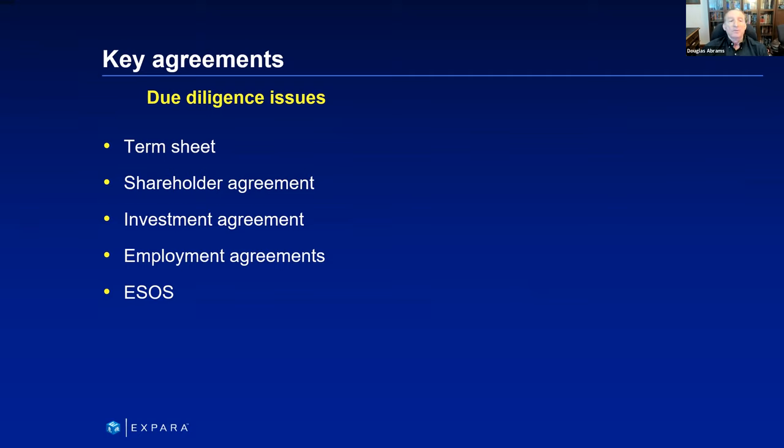Okay, so after the term sheet comes the first discussion of the first agreement on key terms of what? Key terms of the shareholder and investment agreements. So the two final agreements, which we call the investment documents, are the investment agreement and the shareholder agreement.